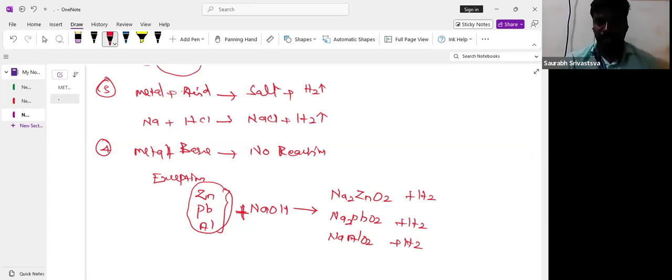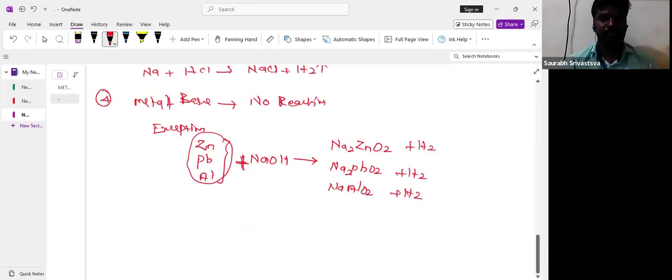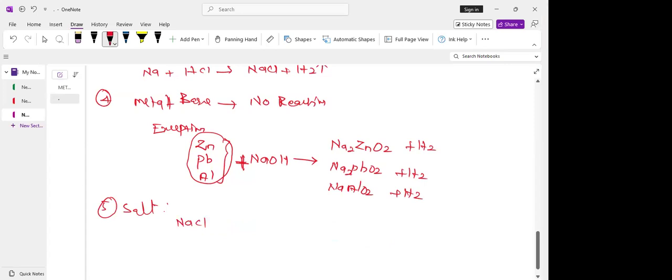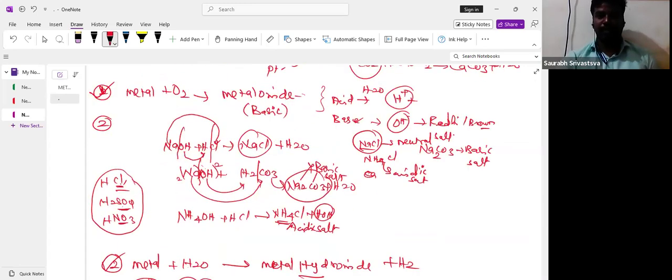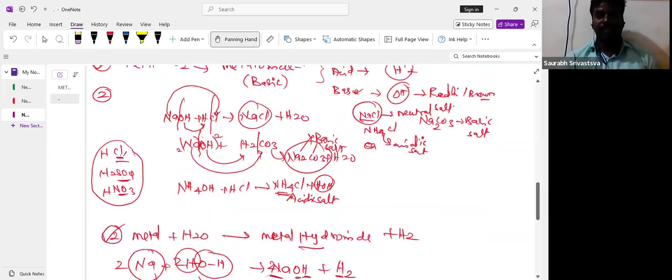Next one, salt. Salt means what we'll say? NaCl is there. This is salt. So NaCl salt. Now you are using potassium. So Na plus KCl it will form. How did I write NaCl become KCl? Why should I write like this? Then we should go to the beginning. What is the beginning? The metal reactivity series.